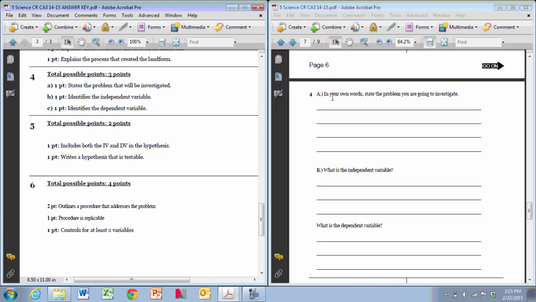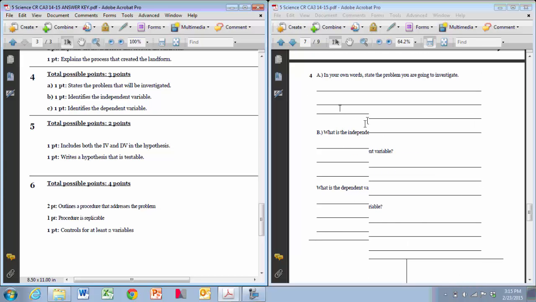So one thing they could write is, does the type of salt affect the rate at which ice melts? Or they could ask the question, does rock salt or table salt melt ice faster? So either one of those types of testable questions, and that will give these scholars 1 point.